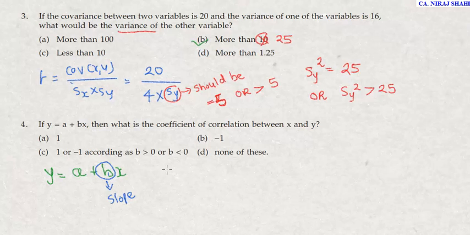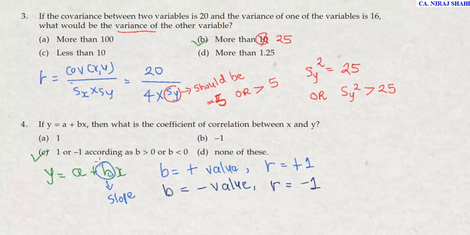So if the value of the slope is positive, then r is going to be plus 1, and if the value of the slope is negative, then r is going to be minus 1. So our answer here is C, 1 or minus 1, according to b greater than 0 or b less than 0. This is nothing but the positive value, and this is nothing but the negative value.